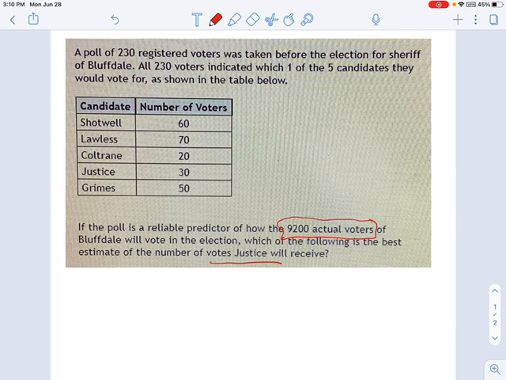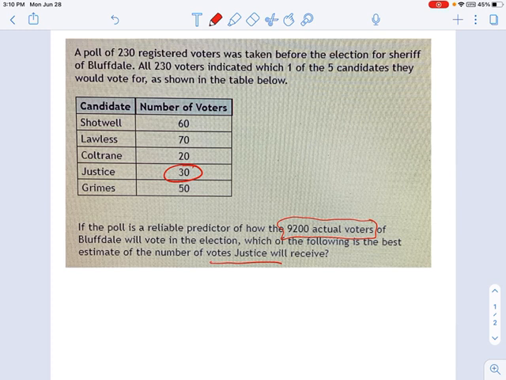Now, if we look for Sheriff Justice, he or she is not doing well. They only had 30 votes out of 230 in the poll. So the question is, how should we expect that Justice does in the actual election of 9,200 voters? And what you have to do here is set up a ratio.